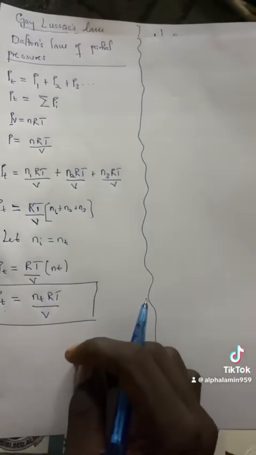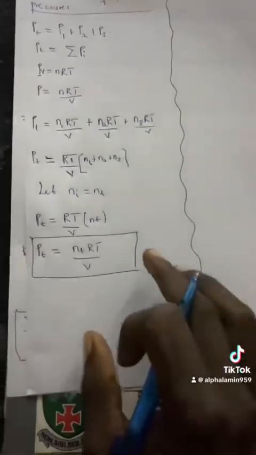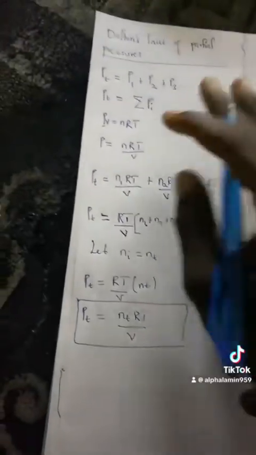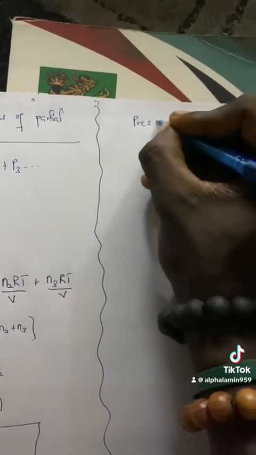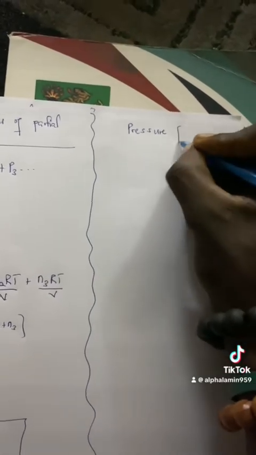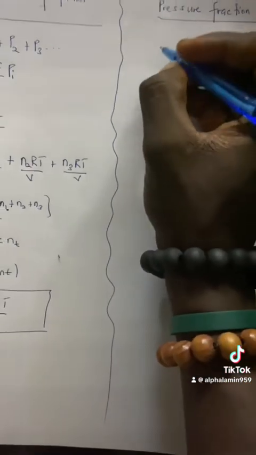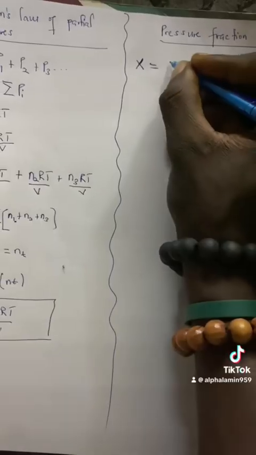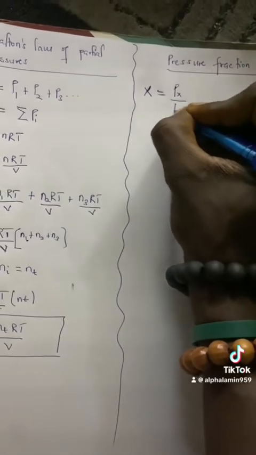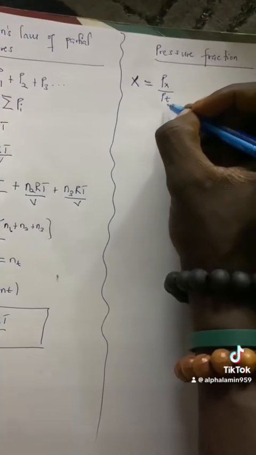This is the relation. So let's look at another aspect that has to do with the pressure fraction. For the pressure fraction, suppose we have a gas X, then this will be equal to Px over Pt, where Px represents the pressure of gas X and Pt represents the total pressure.